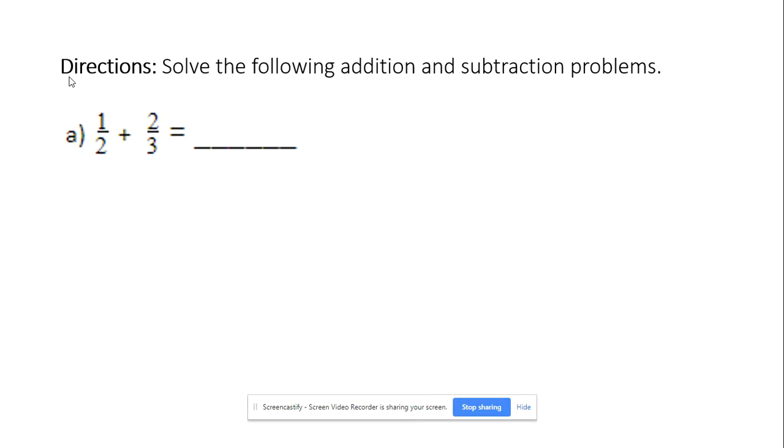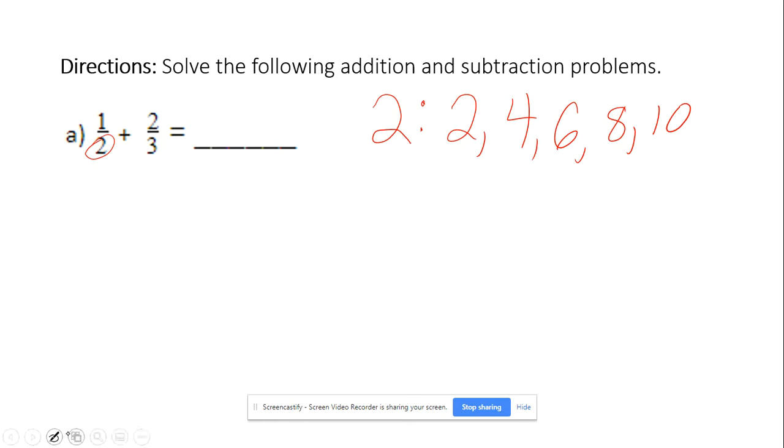Well, I noticed that the denominators are different, so I know that I need to find a common denominator in order to add these. I'm going to start by listing my multiples of 2 because 2 is my first denominator: 2, 4, 6, 8, and 10. It's good to do about the first 5 multiples, but if you don't see one, you can always do more. The next denominator is 3, so we're going to do 3, 6, 9, 12, and 15.